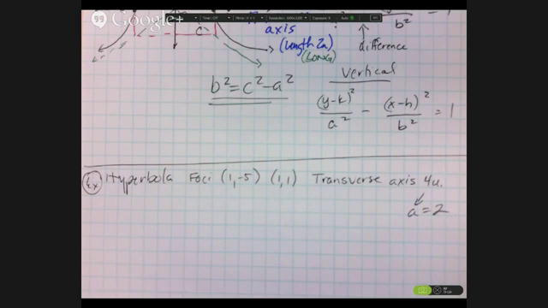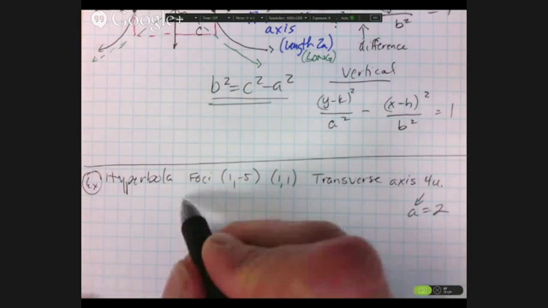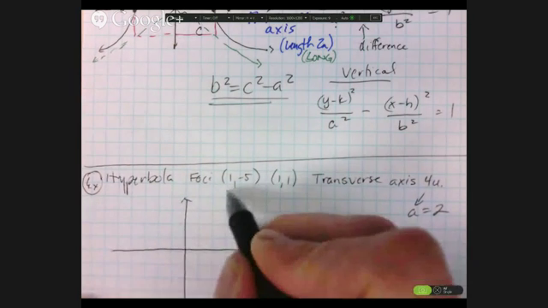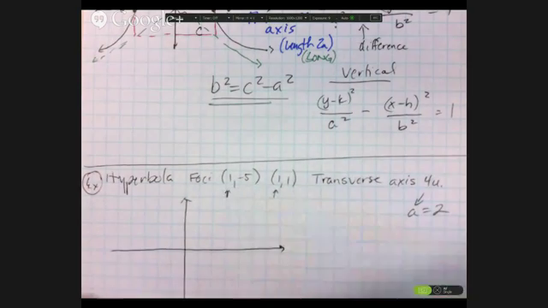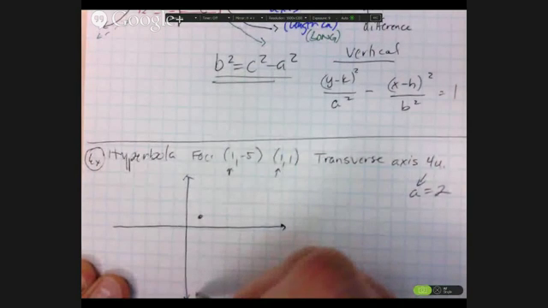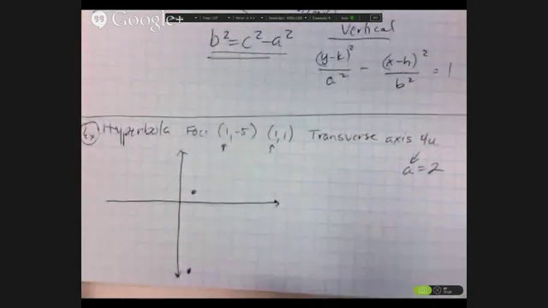Is it vertical or horizontal? Think. It's vertical. Yay! See how the X values match? See that? So vertical.